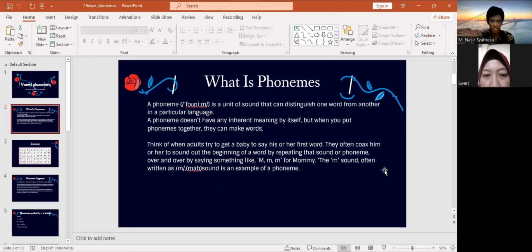Think of when adults try to get a baby to say his or her first word. They often coax him or her to sound out the beginning of the word by repeating that sound, or phoneme, over and over, saying something like mm, mm, mommy. The sound, often written as "mah", is an example of a phoneme.